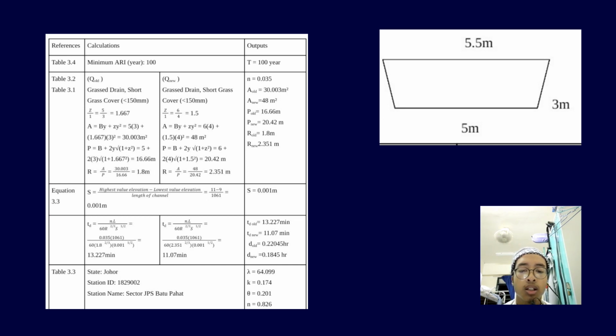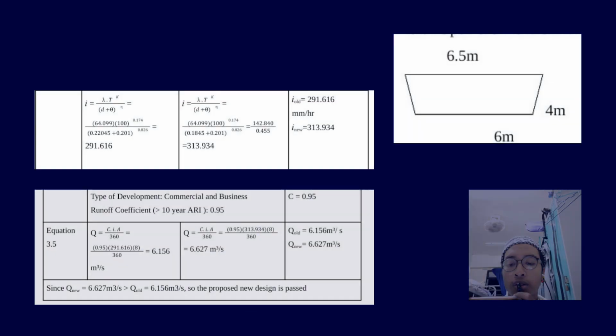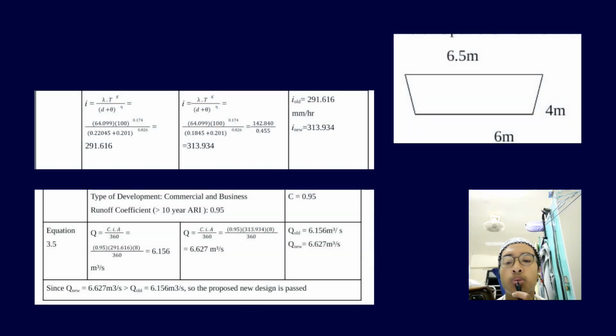The B is 5 and the Y is 3. The T is 5.5. So for I old, we get 291.616 millimeter per hour, and after that for I new, we get 313.934 millimeter per hour. For type of development, we use commercial and business.